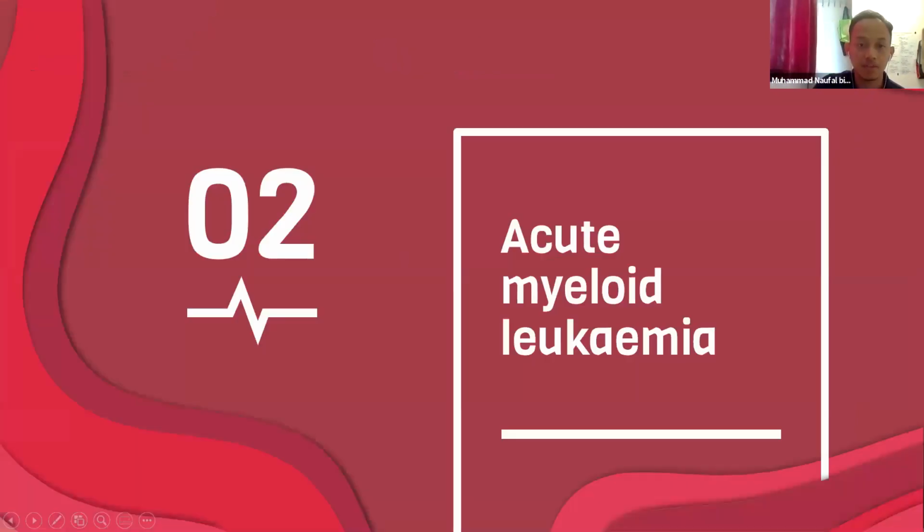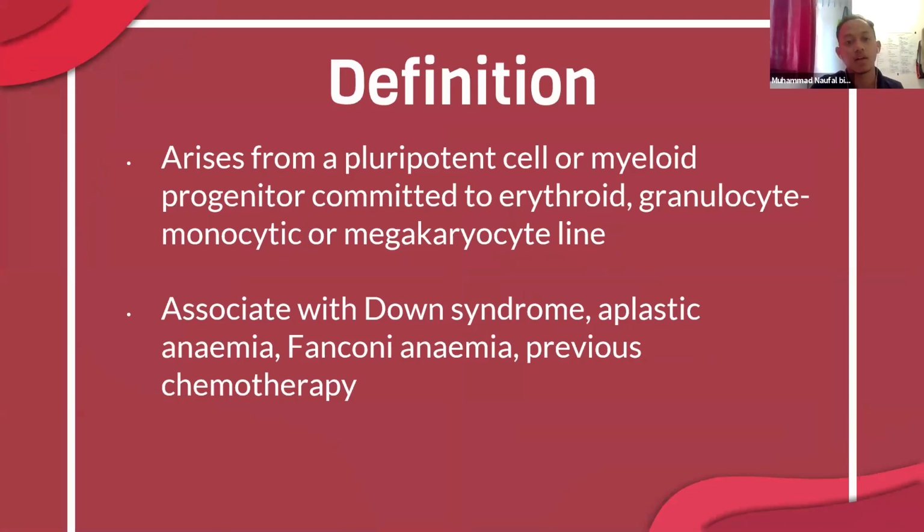Okay, so next I will present about acute myeloid leukemia, which is the second most common leukemia in pediatrics. The definition of acute myeloid leukemia is immature cells that arise from a pluripotent cell or myeloid progenitor committed to erythroid, granulocyte, monocytic, or megakaryocyte line. AML is associated with Down syndrome, aplastic anemia, Fanconi anemia, and also previous chemotherapy.